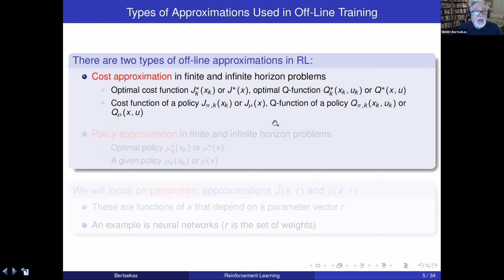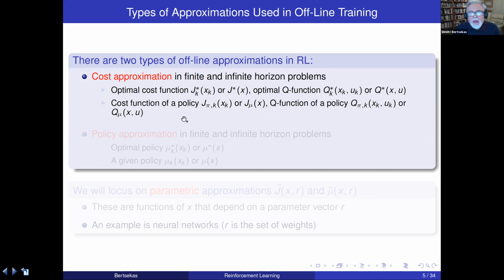We're also interested in approximating cost functions of policies, like in rollout, for example. So this deals with approximation of an optimal cost function. This deals with approximation of a specific policy, either in a finite horizon setting or in an infinite horizon setting. We're also interested in approximating Q functions of a policy in a finite horizon or an infinite horizon setting. So all of this is cost approximation.